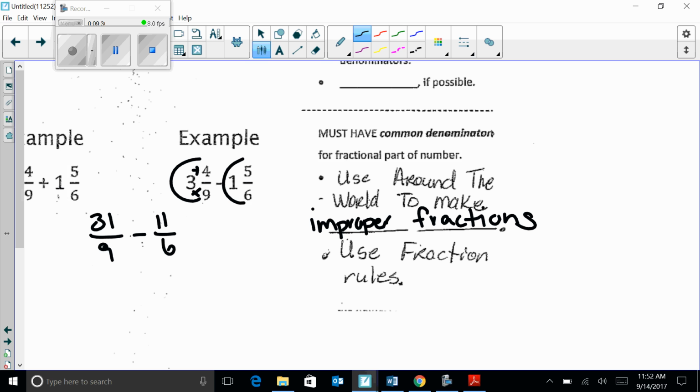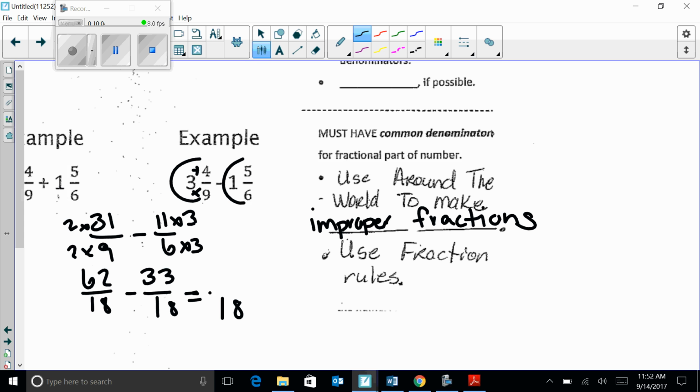I'm going to use the same common denominator. That was going to be 18 like we did before. So 9 times 2, 31 times 2, that still gives me 62. To get 6 to 18, times 3, 11 times 3, so that's 33. Now I'm subtracting. 18 is still my denominator. I'm going to subtract 62 minus 33. Of course you could do your side subtraction. That's going to give you 29.